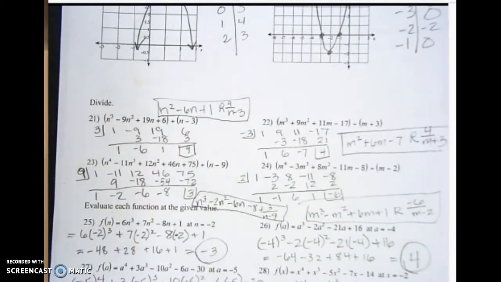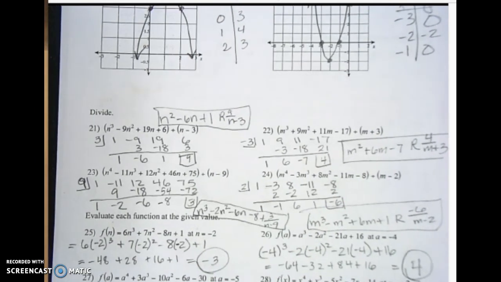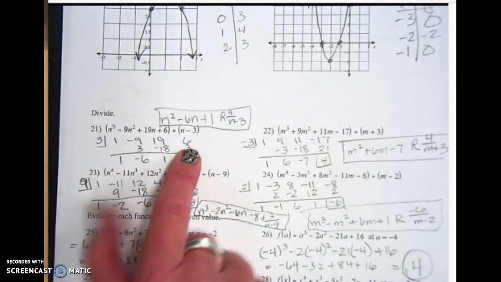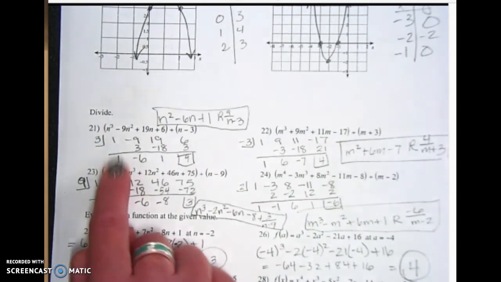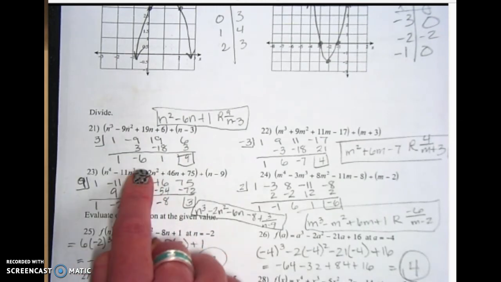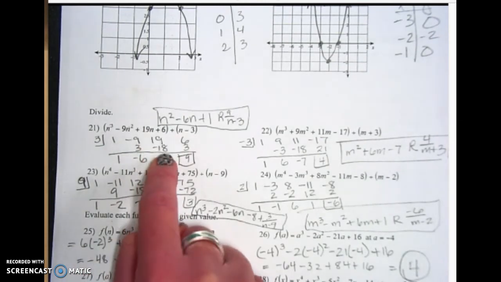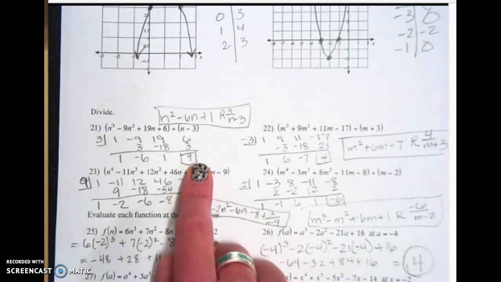Jumping down to 21 through 24, you can use long division if you want, but I use synthetic. So I just took all the coefficients. I took the opposite of this number, which was 3, brought down the 1. 3 times 1 is 3. Negative 9 plus 3 is negative 6. 3 times negative 6 is negative 18. Combine these two to get 1. 3 times 1 is 3, and 6 plus 3 is 9.